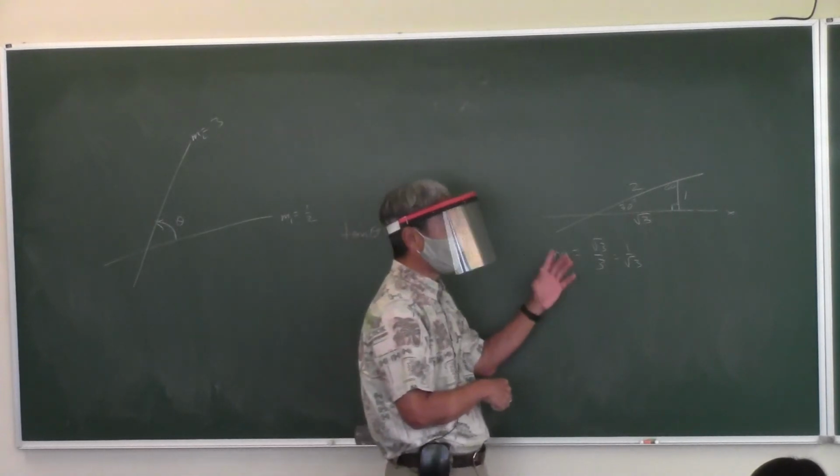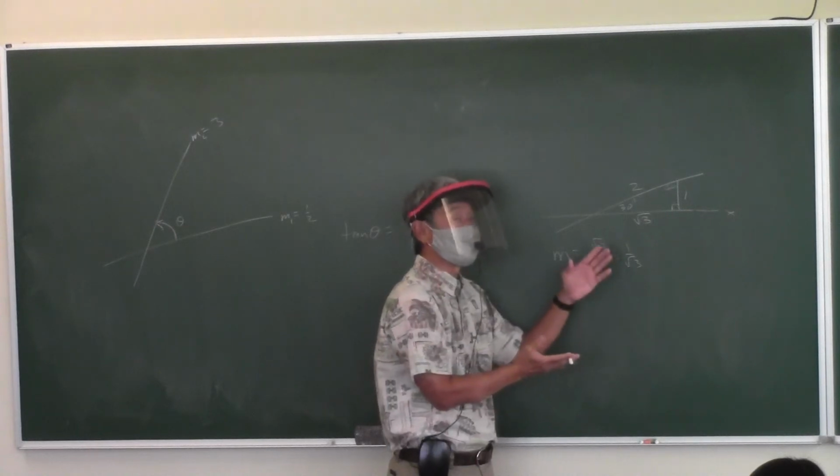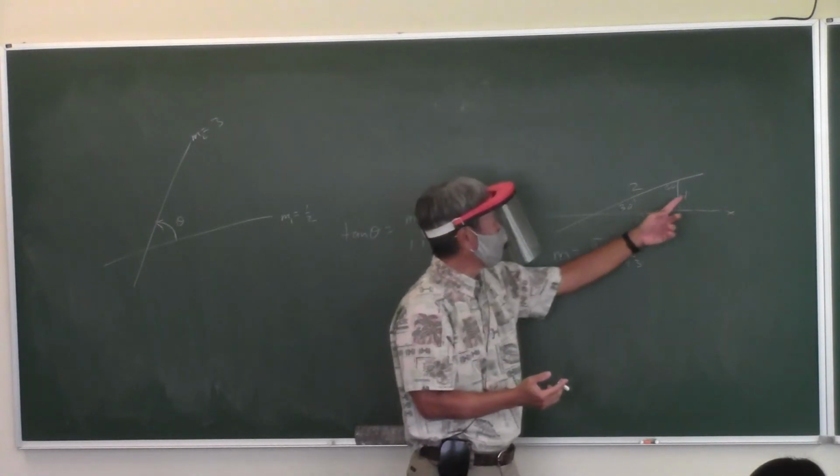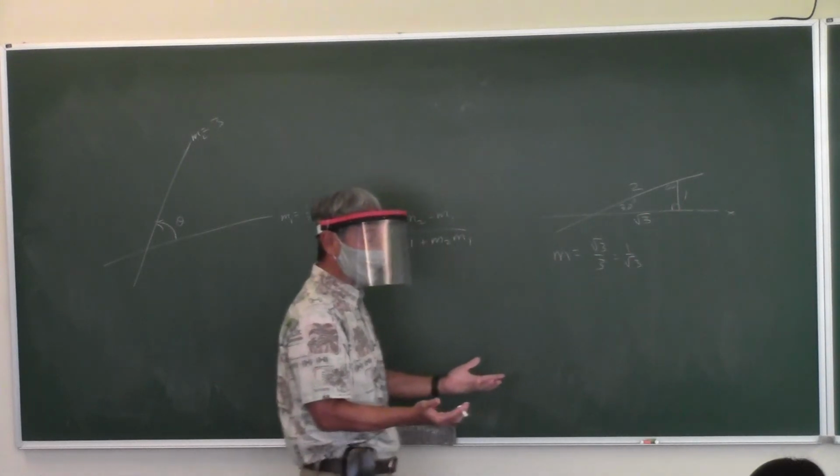So anytime you have an angle of inclination, the tangent of that angle is the slope. And that makes sense because tangent is opposite over adjacent, which is rise over run, right?